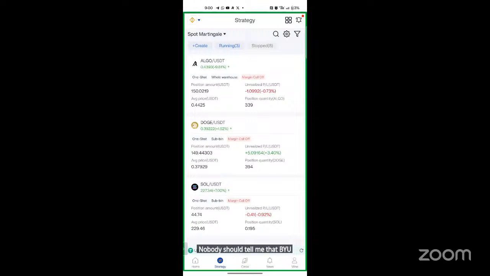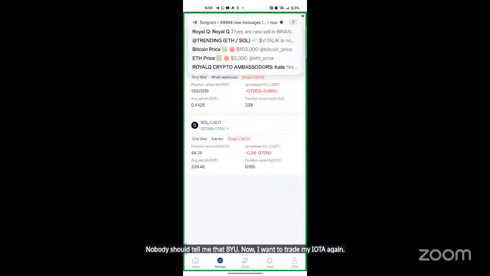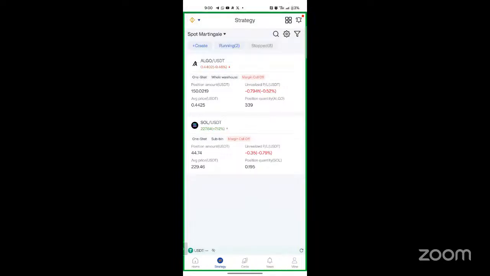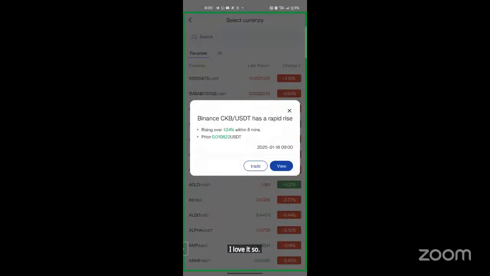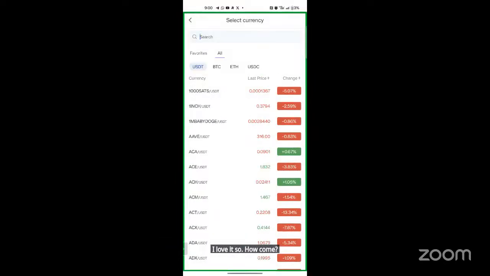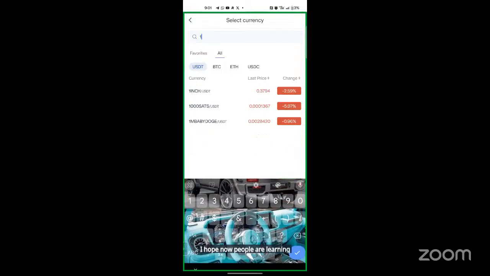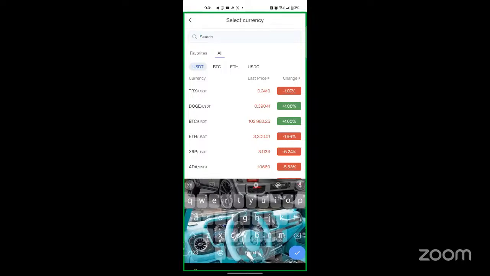Now, I want to trade my IOTA again, because it was one of my coins. I love it. I hope people are now learning. I want to trade IOTA.